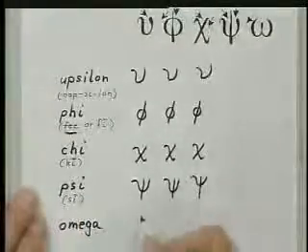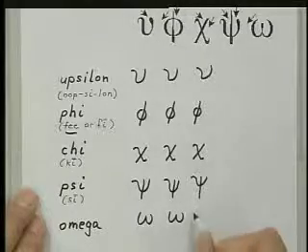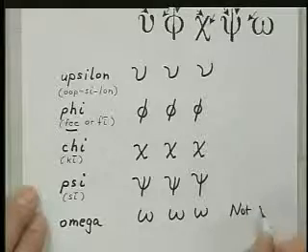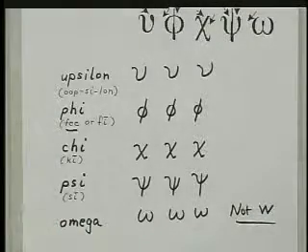And the final letter of the Greek alphabet, omega. Not, by the way, not W. Okay, we don't want these sharp edges like this on our omega.